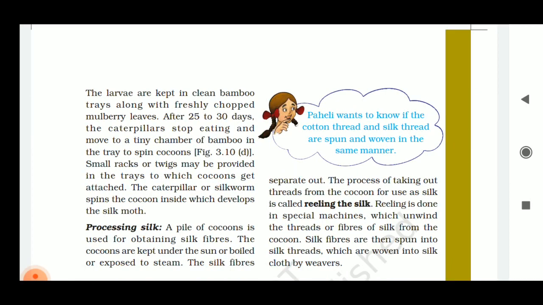After 25 to 30 days, the caterpillars stop eating and move to a tiny chamber of bamboo in the tray to spin cocoons. Small twigs may be provided in the tray, to which the cocoons get attached. Then the silkworm spins the cocoon, and inside it the silk moth develops.